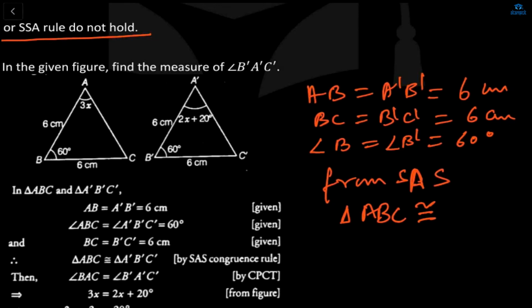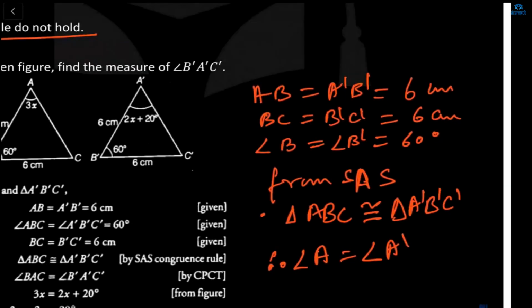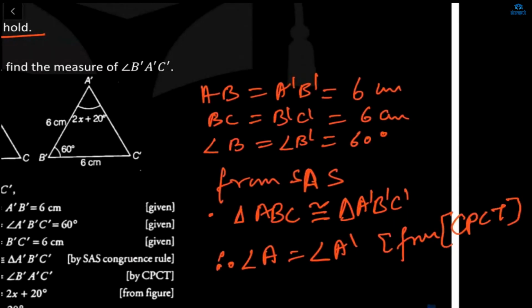Triangle ABC is congruent to triangle A dash, B dash, C dash. Write it in the correct pattern, which you are proving in which. If this is equal to this, therefore angle A will be equal to angle A dash. How? From CPCT, corresponding parts of congruent triangles.